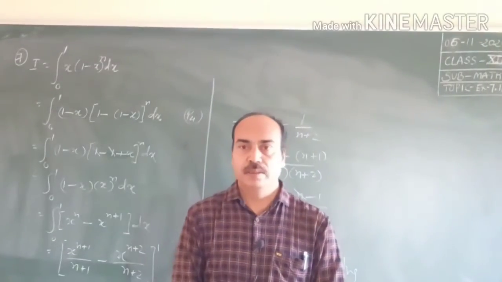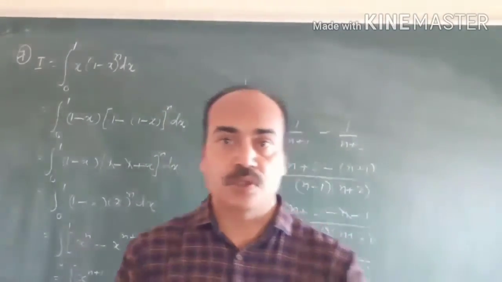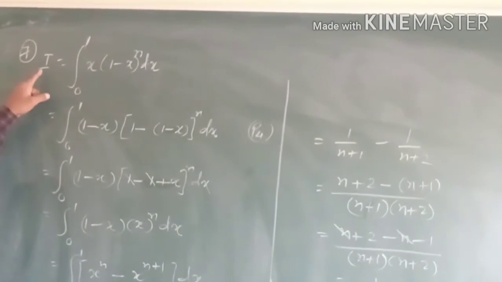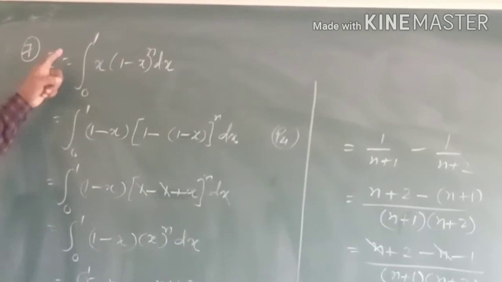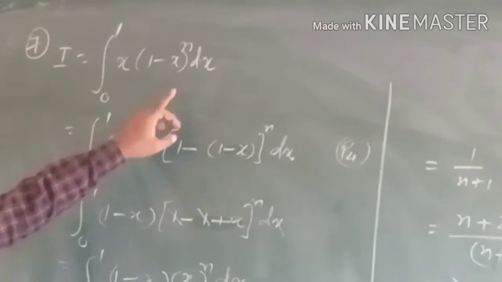Good morning, student. This is exercise 7.11 and today we will start from question number 7. Question number 7 is the integral I, from 0 to 1, of x times (1 minus x) whole raised to the power n, dx.